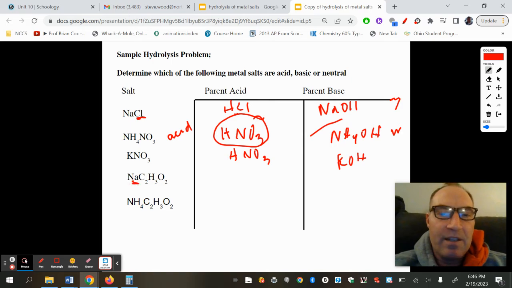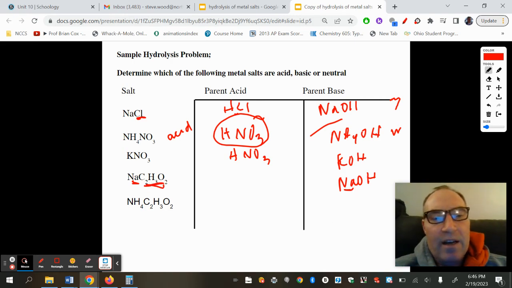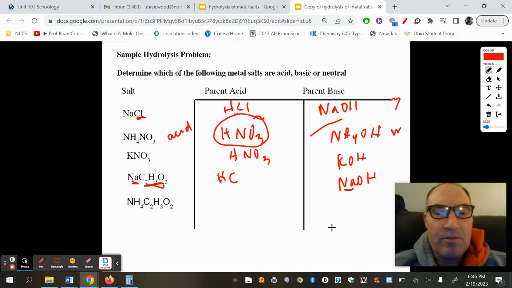This one right here, this next guy, this comes from NaOH, right? The cation always comes from the base, so you take the cation and add OH to it. This guy is from a weak acid. This is acetic acid. So a weak acid has a relatively strong conjugate, right? So this would actually be basic. So this is a base.